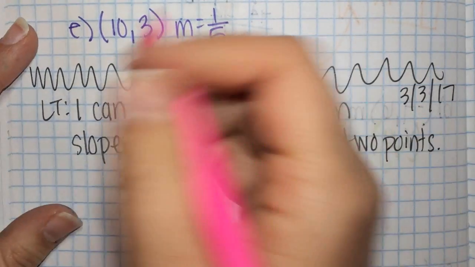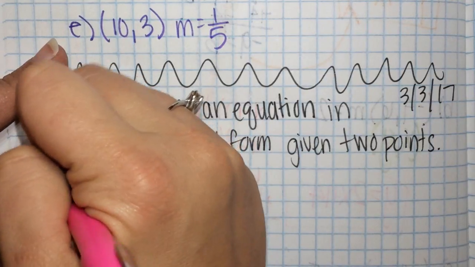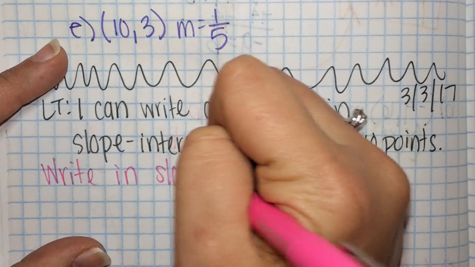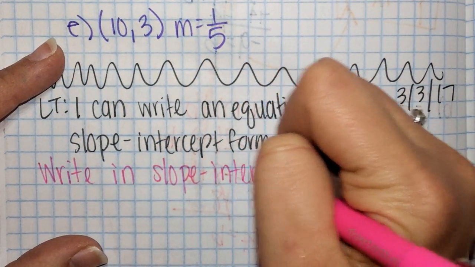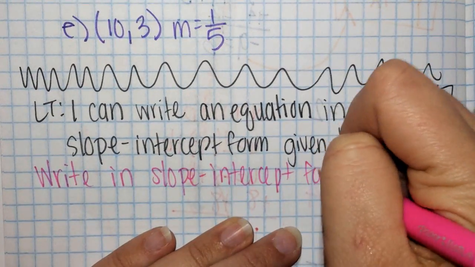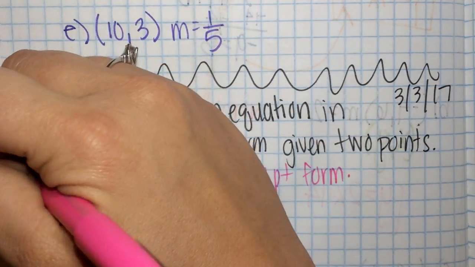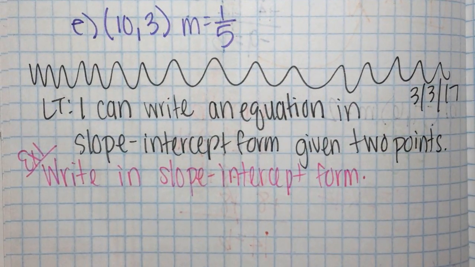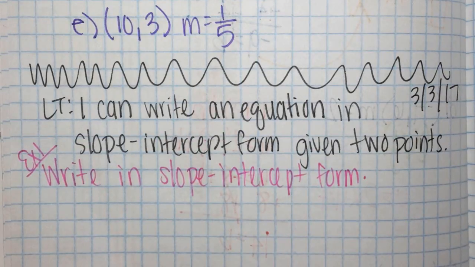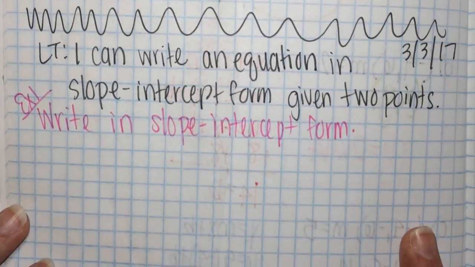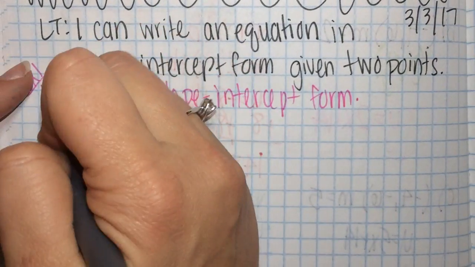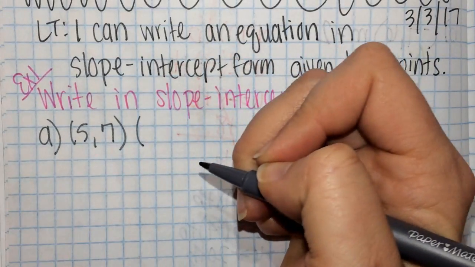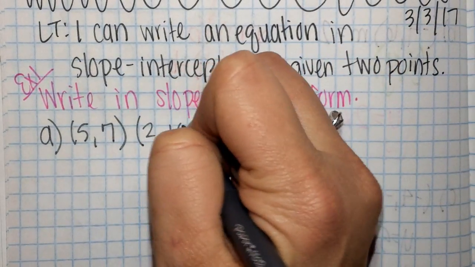So our directions for today say write in slope-intercept form. This is example 1. And I'm going to start by giving us 2 points. So our first point is 5, 7, and our second point is 2, 10.